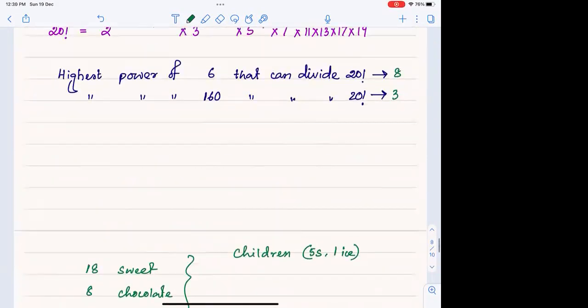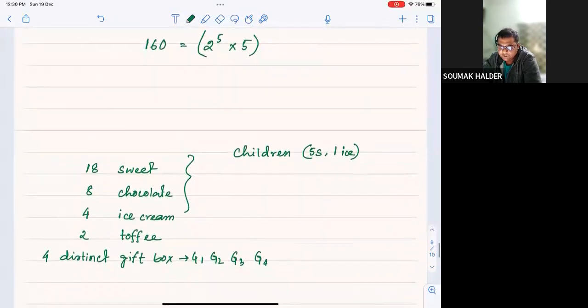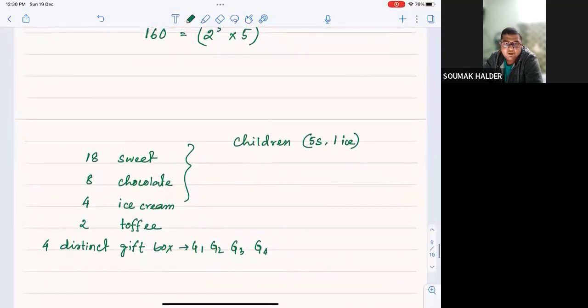Yes. Because 160 was 2 to the power 5 into 5, right? So it's the same as distributing your amenities among children, and each child should receive 5 sweets and 1 ice cream if you have this collection. So how many children can be given that? Can you answer?